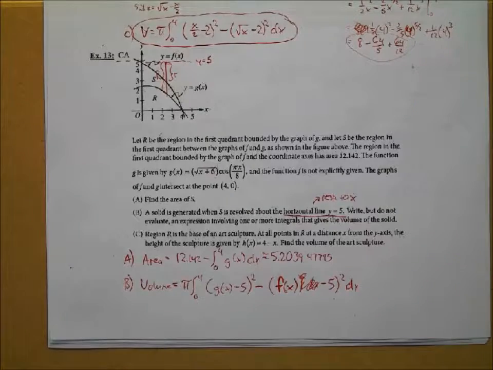I put little r because that's what little r is, but really we need to be more specific here for f of x there. And so yes, you can leave it there if you need to. That's it. g of x minus 5 quantity squared minus f of x minus 5 quantity squared dx. And there would be the setup.